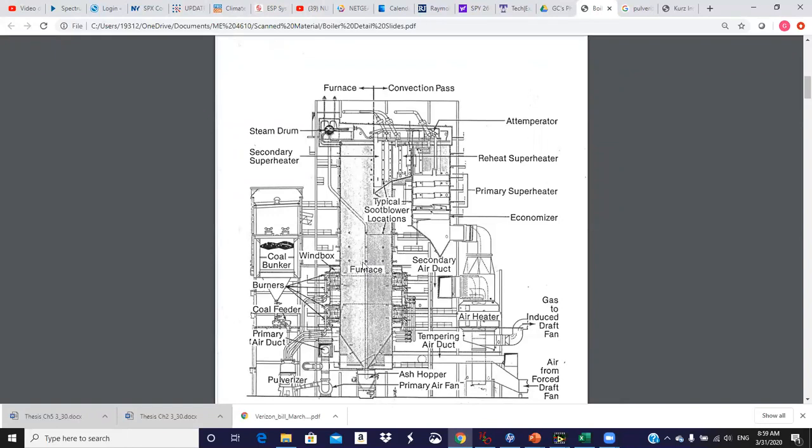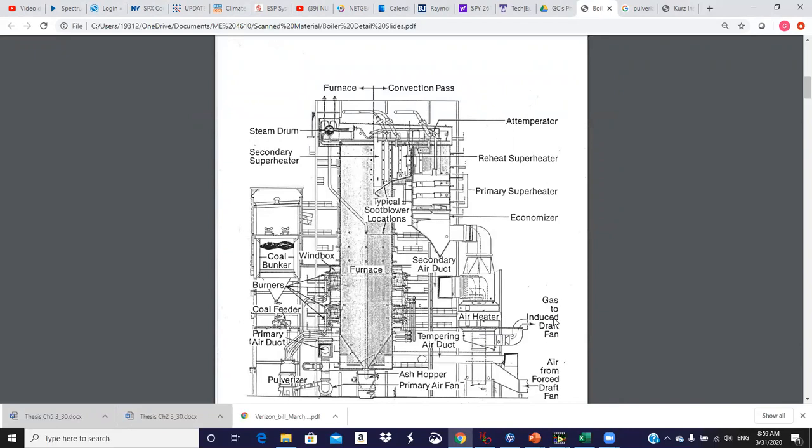And then the hot gases leave the furnace and travel horizontally through the convection pass, and then vertically down, and eventually go through an air preheater where the forced draft fan is blowing combustion air that's going to come into the boiler on one side of this air heater, and the hot flue gases go on the other side, and then they are sucked out by the induced draft fan.